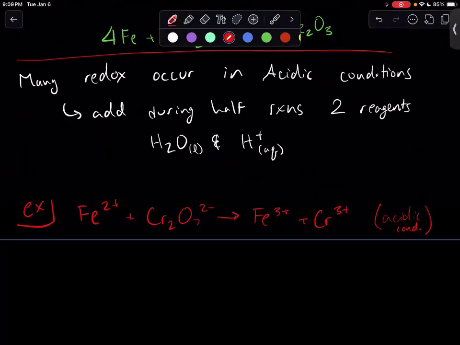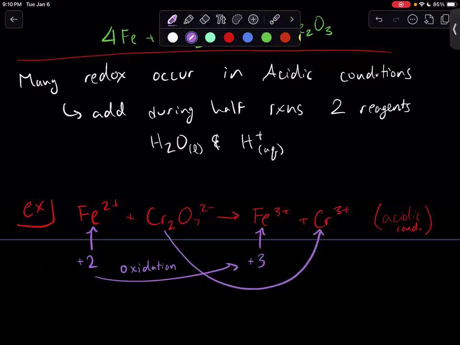So the first thing we need to do is identify our half reactions, our oxidation and reduction half reactions. To do that, we need our oxidation states. Well, iron 2+ clearly has an oxidation state of +2. Iron 3+ clearly has an oxidation state of +3. I can infer already that this is oxidation. Therefore, I'll infer that my chromium is reduction.